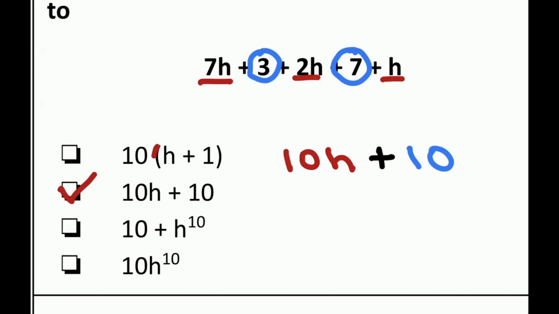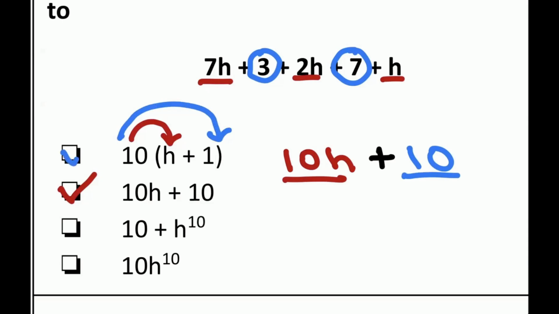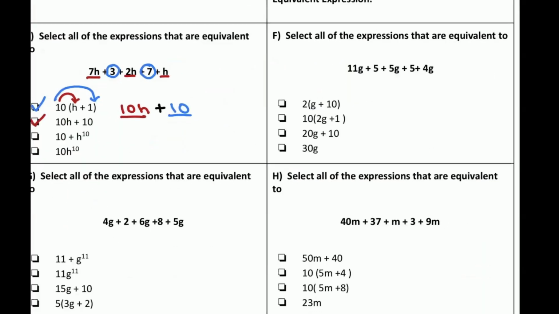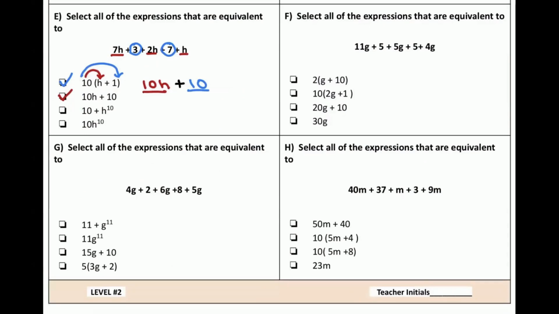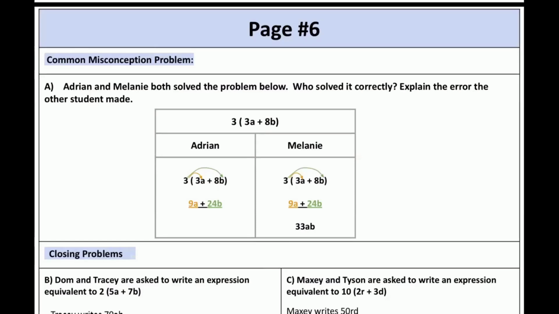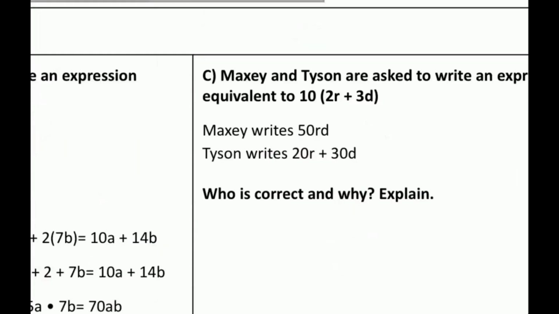Now, whenever you see parentheses, we always want to multiply our expression out to see if it's equivalent. So we have 10 times h, which is 10h, plus 10 times 1, which is 10. So this expression is also equivalent. If that affects any of your answers for F through H, go ahead and fix those. Then check in with your teacher if they want you to. Go ahead and complete page 6, then come back to the video. This video won't go over all of these problems, but I do want to look at example C.